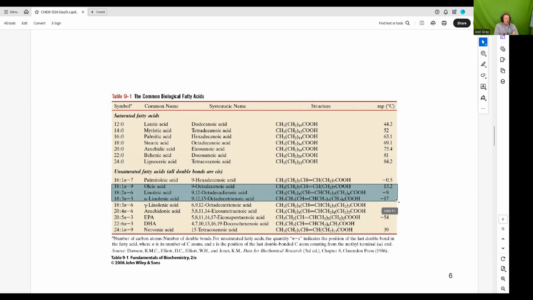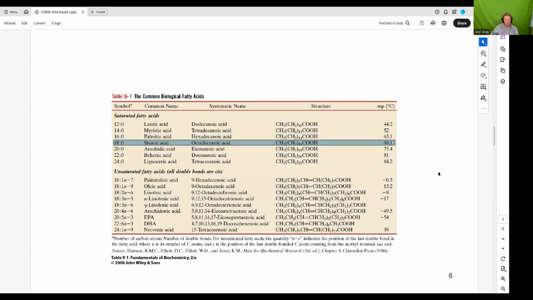The melting points of those: the 18:1, the 18 carbon long fatty acid with one double bond, has a melting point of 13.2 degrees. The 18 carbon long fatty acid with no double bonds has a melting point of 69.1 degrees. So when you introduce one double bond, it takes your melting point from 69.1 degrees Celsius down to 13.2. When you introduce a second double bond, it takes that melting point down to -9.